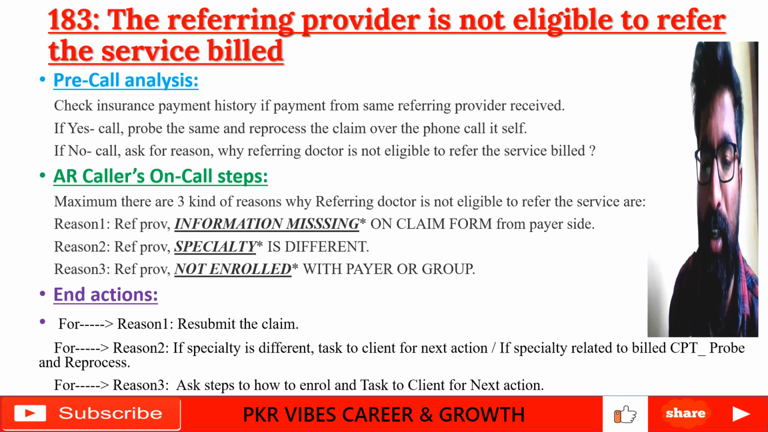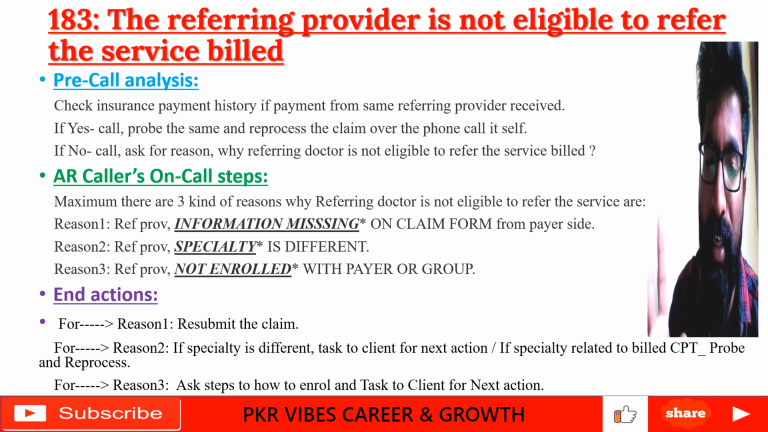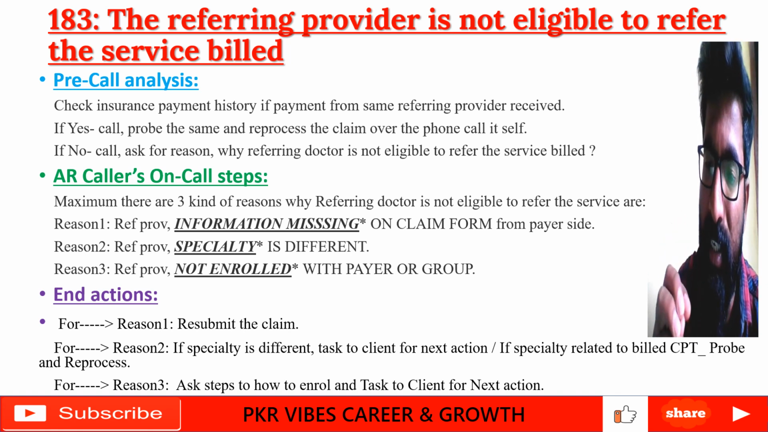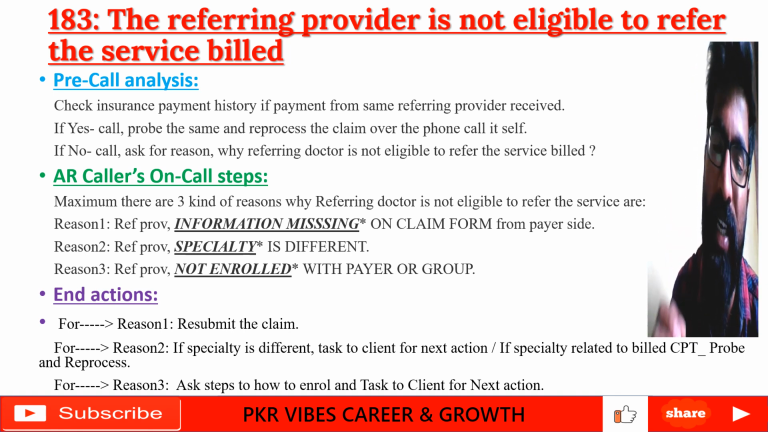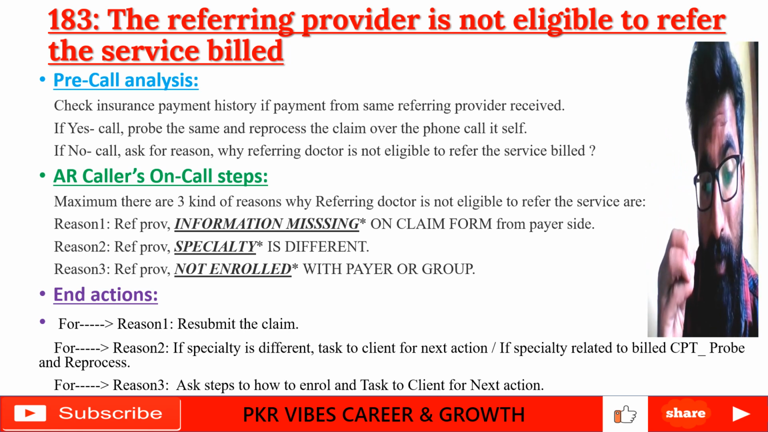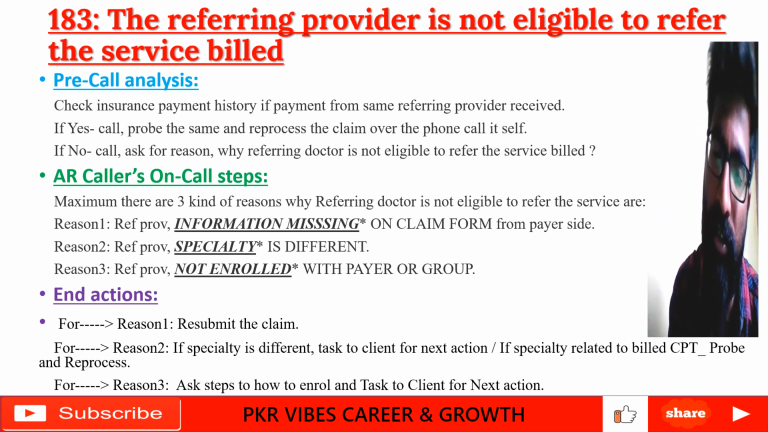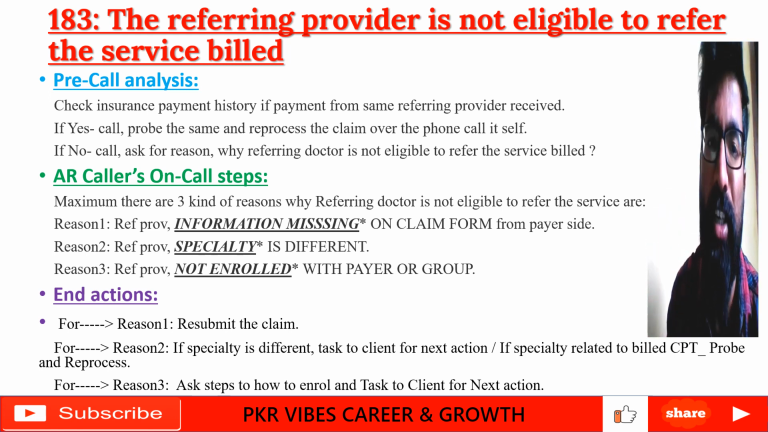So that is your job. First one: if information is mismatching, you should resubmit the claim so that you will get the resolution. If the specialty is the same, you should reprocess the claim. If the specialty is different, you can task your client. And if your doctor is not enrolled with that payer, you should task your client, so that your client will transfer this claim to the credentialing work queue.